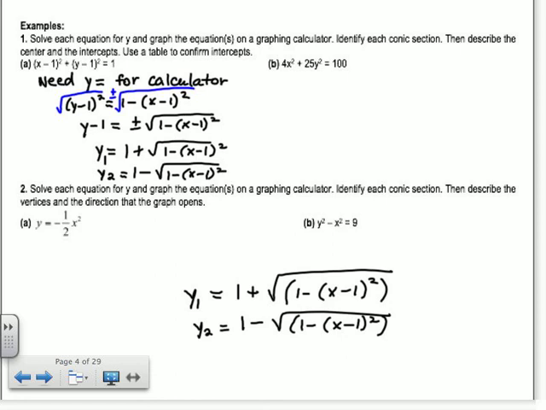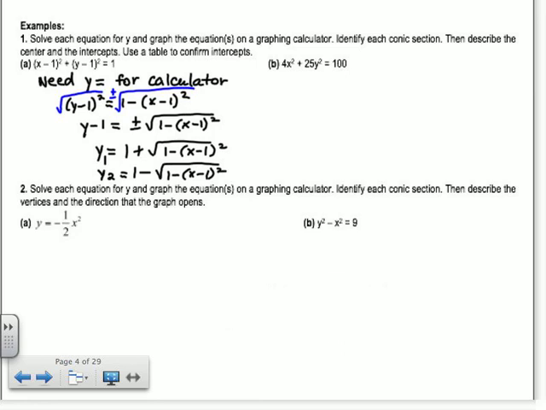Okay, so you have to graph both pieces because when we solved for y, we had 2 pieces when we took the plus or minus. So you have to put both in to create this whole conic section. So don't forget your plus or minus.